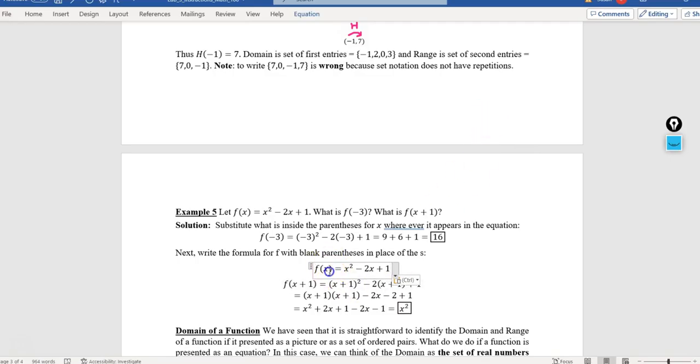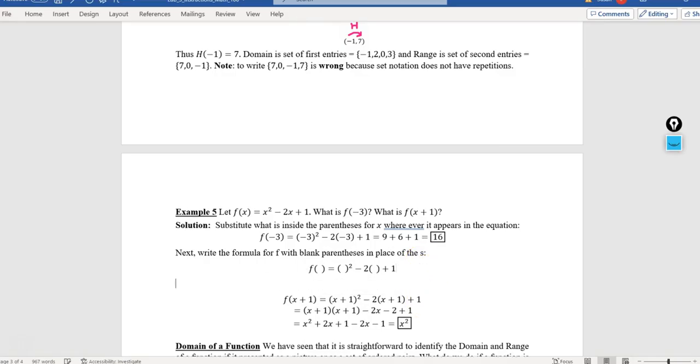So I'm just going to have, and then the next is you replace, we put x plus 1 inside the parentheses and simplify. Which is what we did there, and that's how we got our result x squared. Okay, so that finishes this section on the lab, and so I'm going to stop.